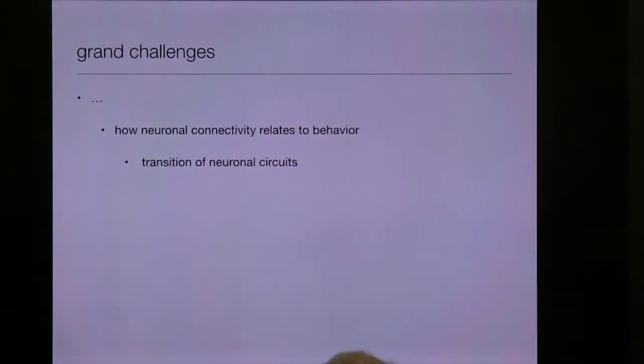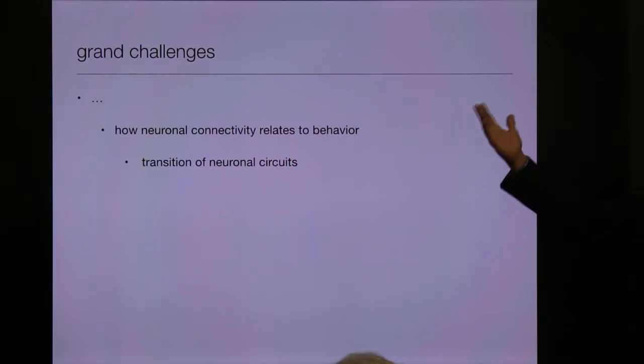Now, in our understanding of neuroscience, there are a number of grand challenges out there that we have very little information about. One of the ones that we are interested in at Rice is how neural connectivity relates to behavior. When we behave, how do our neurons work together? And when our behavior changes, how does that connectivity change? That is one of the grand challenges of this era. And because of the scale, we don't understand that very well.